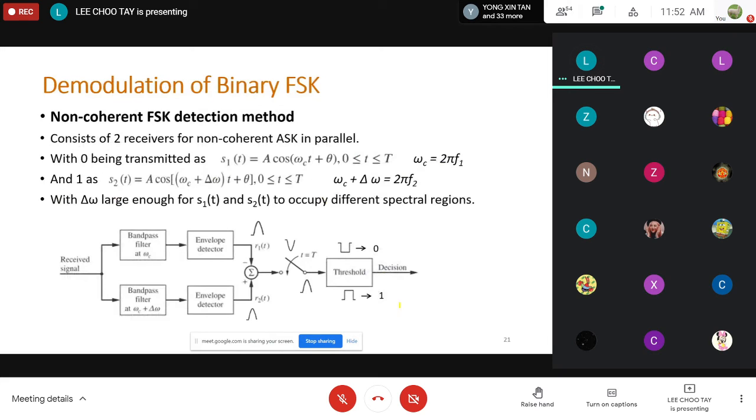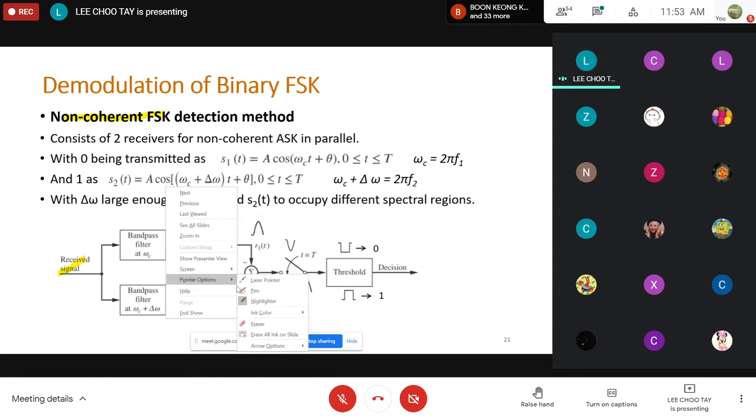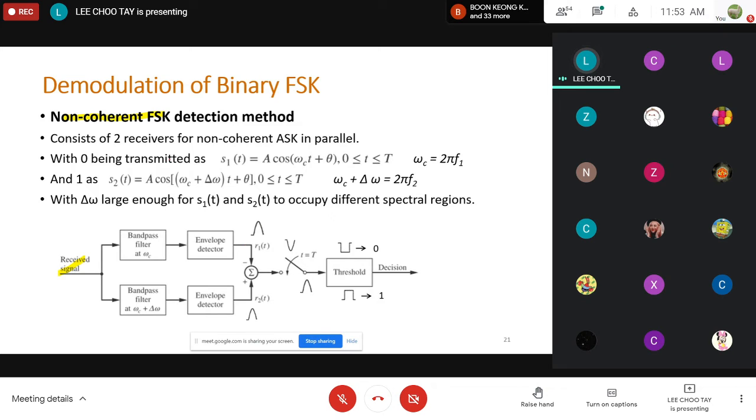Okay. So for recovery of the FSK signal, we can use non-coherent detection. Non-coherent detection, basically we just use filters. Now for the incoming signal, we need to see whether it is a binary 1 or binary 0. That means we want to know whether it's F1 or F2. Is the carrier frequency of the incoming signal F1 or is it F2?